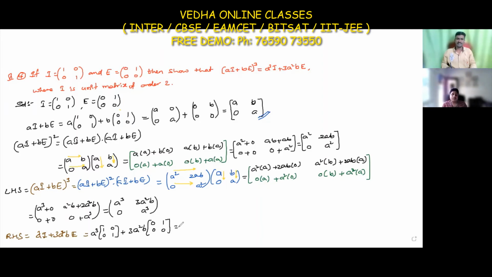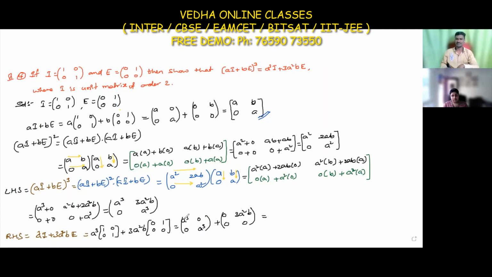Multiply inside. This is equal to A cube into 1, A cube into 0, A cube into 0, A cube into 1, which is A cube only. Plus 3A square B into 0, 3A square B into 1, that is 3A square B. So into 0, anyhow, is 0 only. Now just add them together.